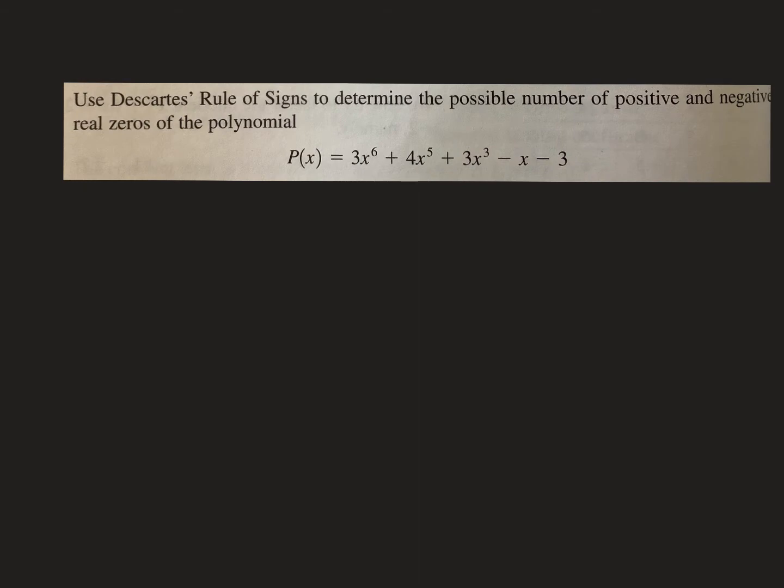All right, it says use the rule of signs to determine how many positive and negative real zeros this polynomial has. First of all, the way you find how many positives it has is you count sign changes. It starts out positive, changes to negative right there. So it only has one sign change, which means it can only have one positive real zero, which is very helpful, by the way. I'm not being sarcastic when I say that.